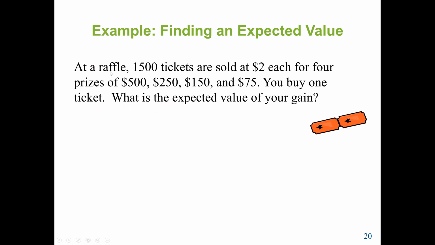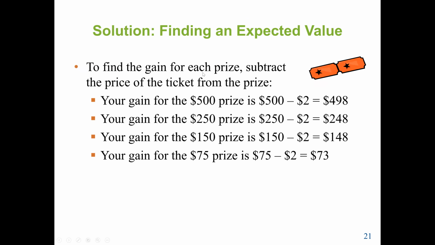Here they say at a raffle, we have 1,500 tickets that were sold at $2 each for 4 prizes. The first prize is $500, and we are going to get only one winner. $250, also one winner. $150, one winner. Then $75, one winner also. Now you buy one ticket. What is the expected value of your gain? So for the expected value of your gain here, we need to consider all the tickets that were sold also.